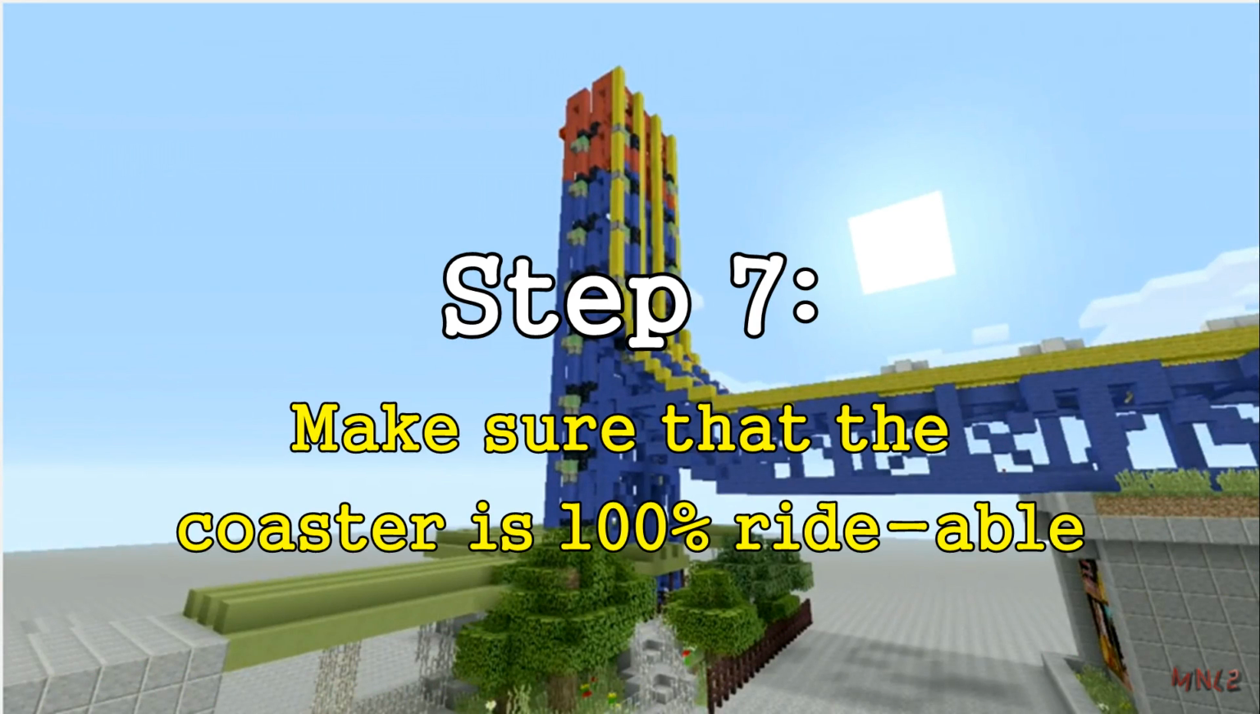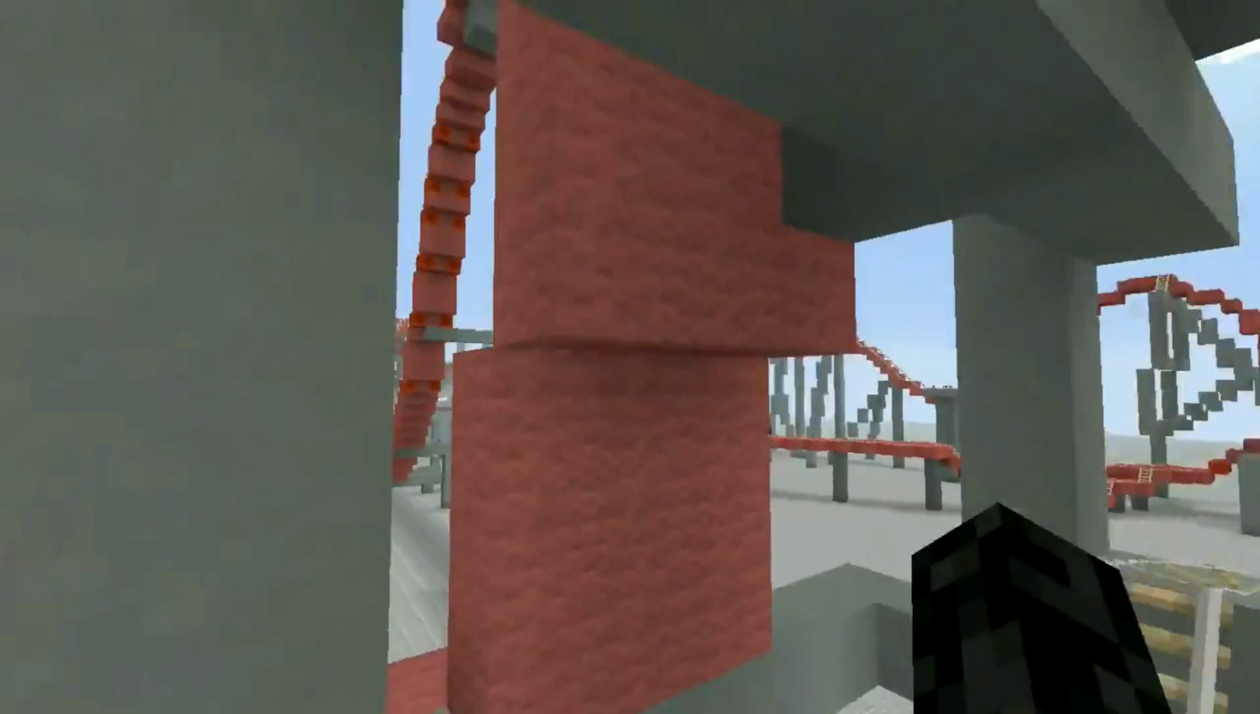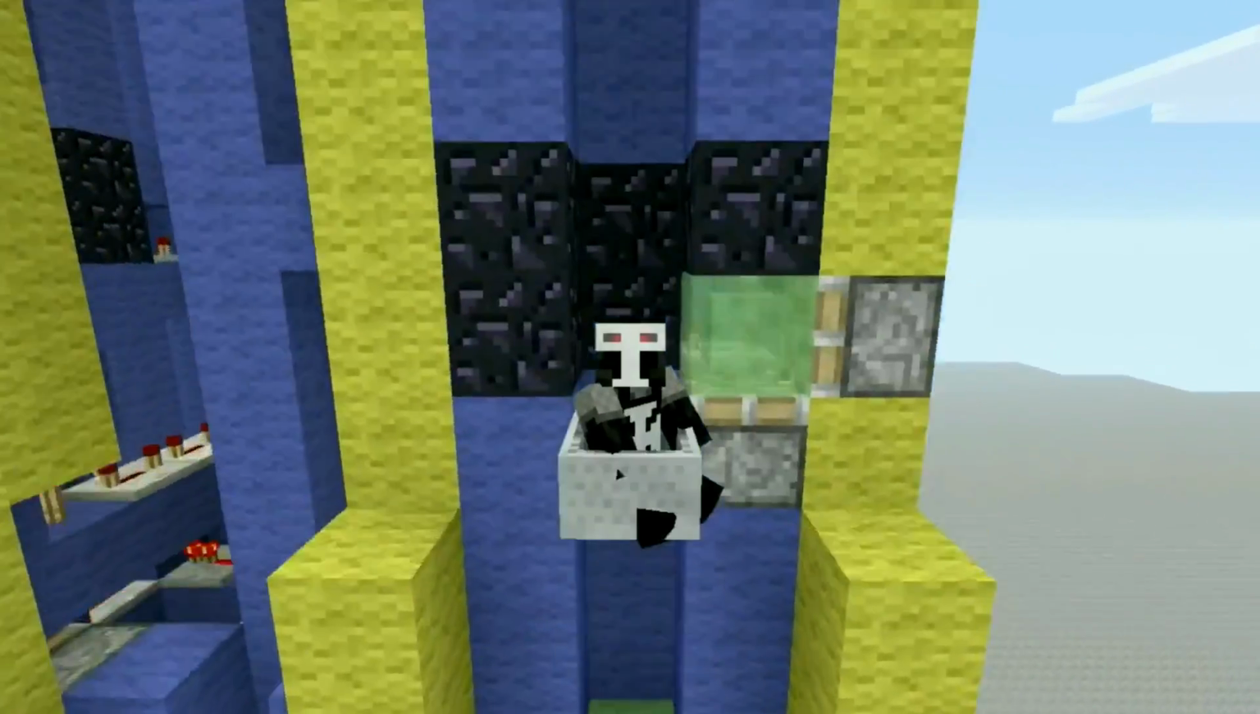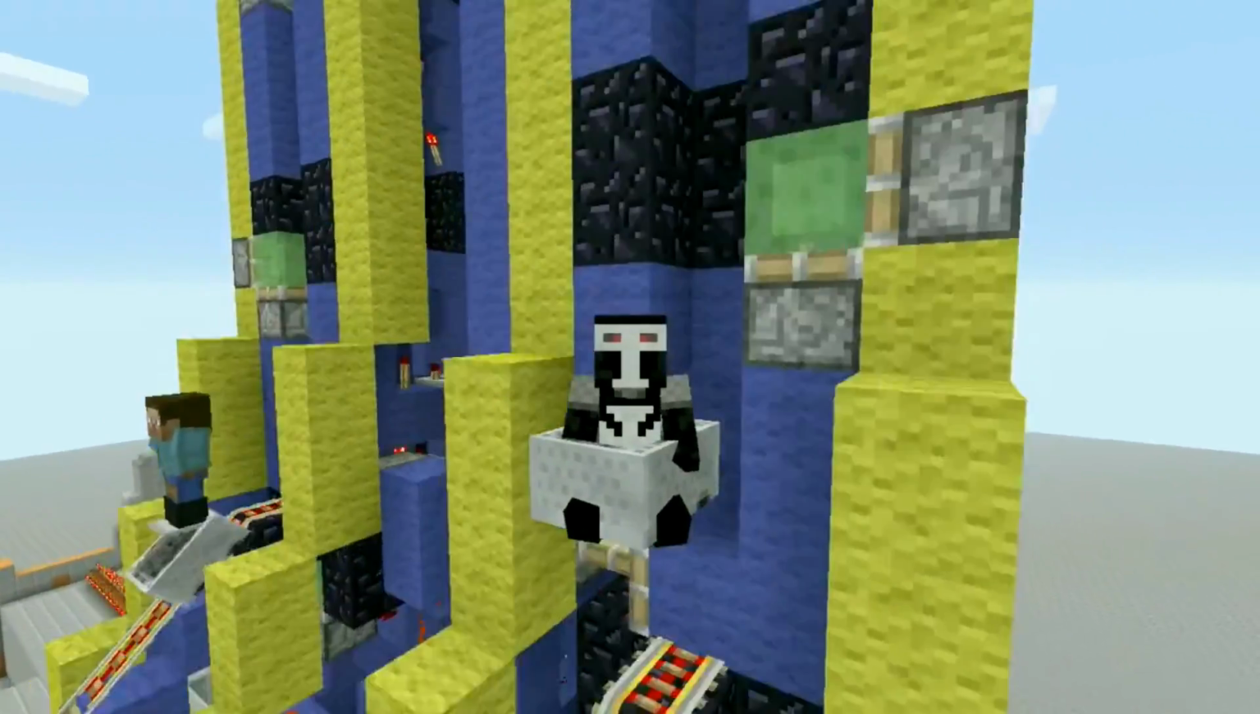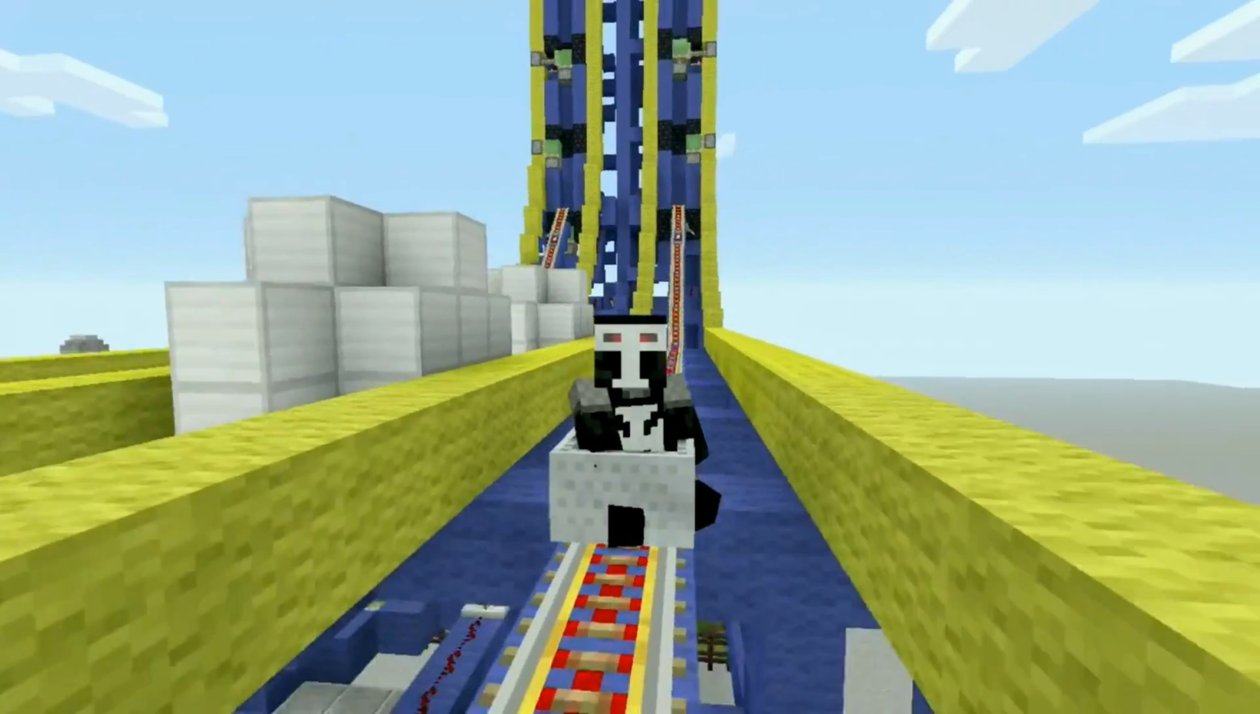Step 7. Make sure the coaster is 100% rideable. Don't be afraid to place the rails on supports or something else, or use redstone to ensure that your recreation is rideable. Whenever I make a recreation, one of my number one priorities is to make the coaster rideable.